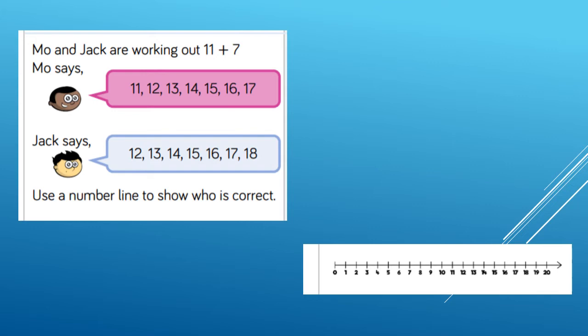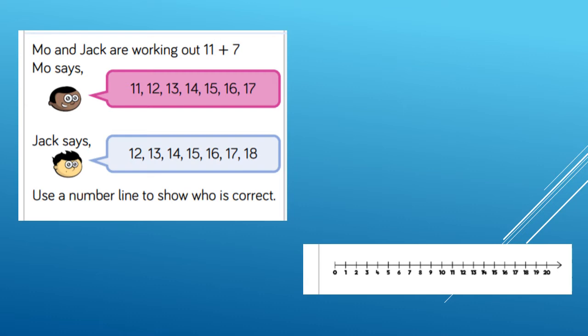Good try for trying to work it out. Let's look at it together. So they're both counting on from 11, but one of them has started at 11 and one of them has started at 12. Well, we put 11 in our head, and then we carry on counting on. Because we've already got 11 in our head, we don't need to count 11. So Mo didn't need to count 11. Jack is correct because he's already put 11 in his head and then he's added 7. 12, 13, 14, 15, 16, 17, 18.